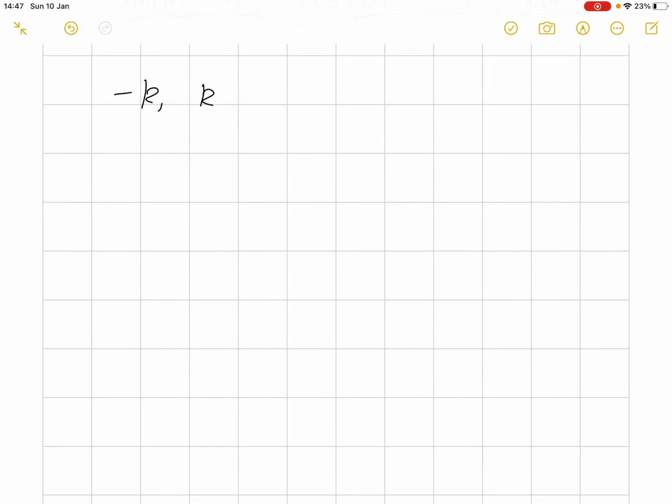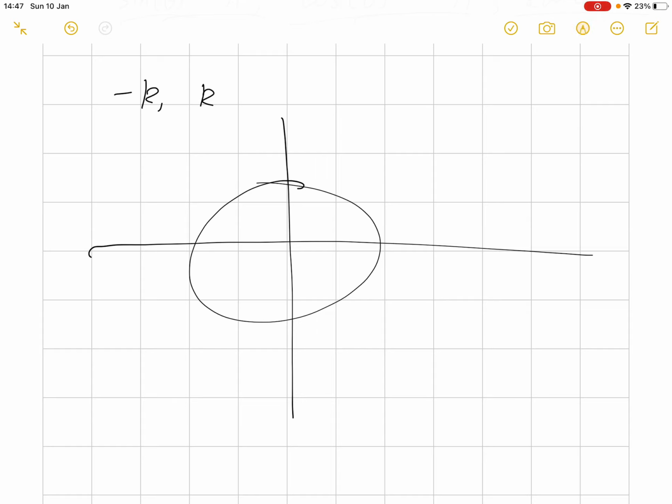So let's draw a circle, or let's draw as close to a circle as I can. That's close enough. And we have these axes. This is the x-axis, and this is obviously the y-axis. Now this is called the unit circle, right? And the unit circle is characterized by the fact that it has a radius of 1.